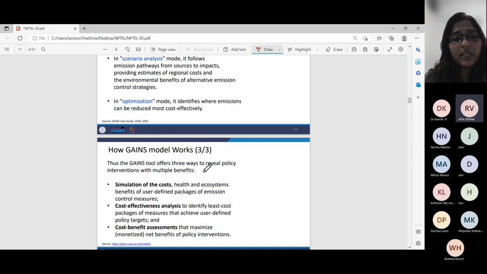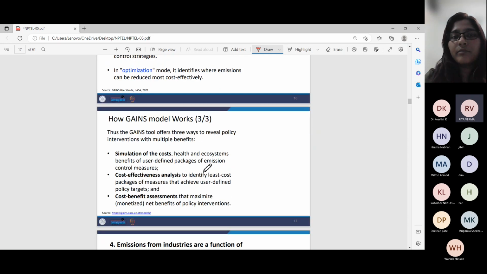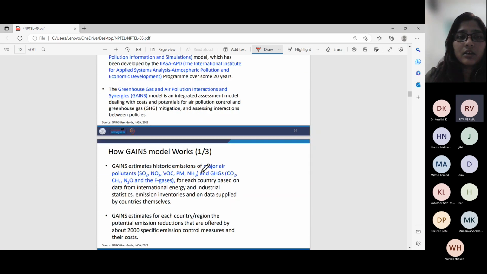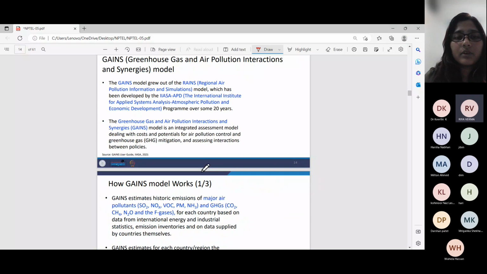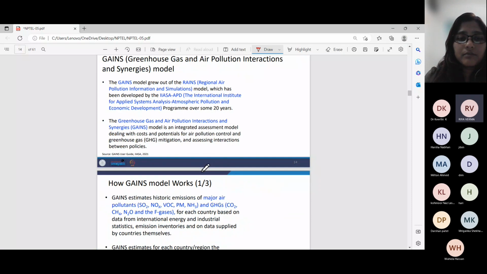And for your cost benefit assessment, these maximize the net benefits of the policy interventions, like how much benefit we can generate from these policies. So that is your cost benefit assessment. So I guess I've answered this question.